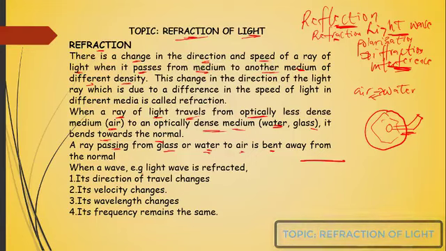Now, when a light wave is refracted, there are about four things that happen. Its direction of travel changes, its velocity changes, its wavelength changes, but the frequency remains the same.